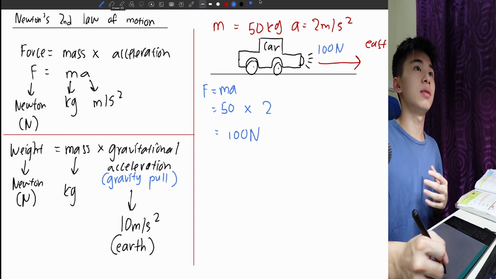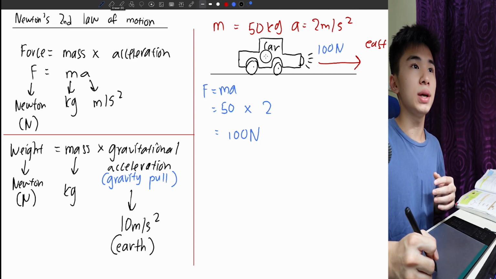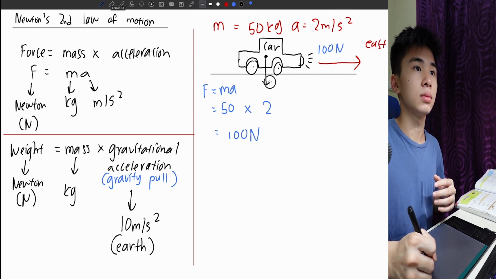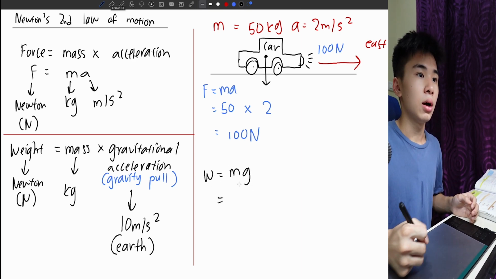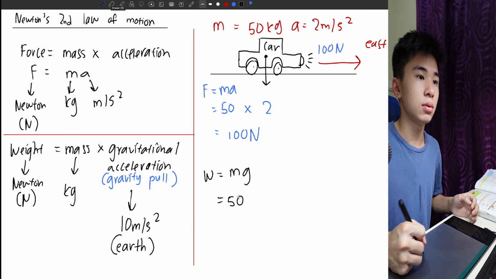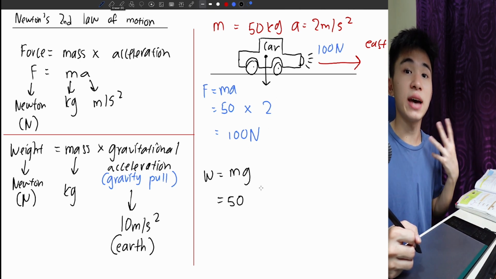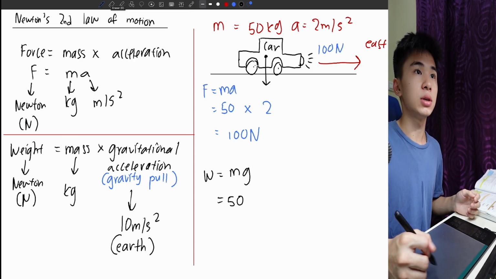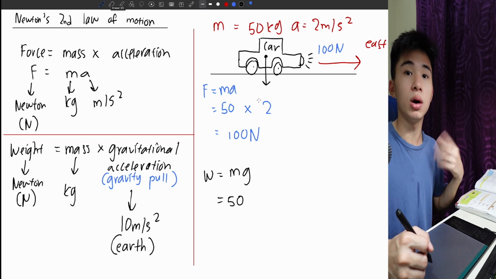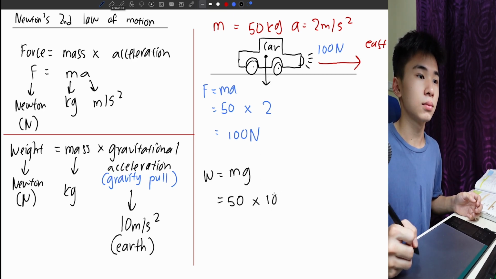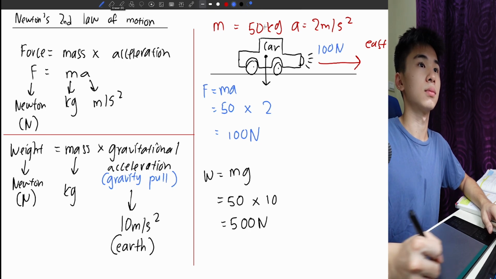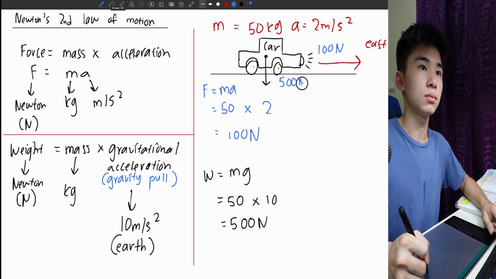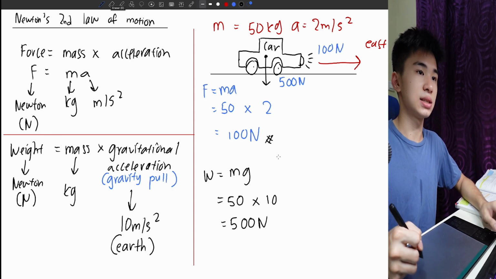But the weight of this car is different. W equals m times g. My mass is 50 as well. The g is the gravitational acceleration, which is our gravity pull, because we are talking about this car on our Earth, so it is going to be 10. So it is going to be 500 newtons. The weight is 500 newtons. So basically this is the answer.